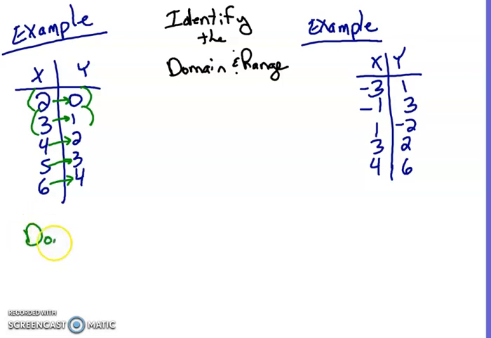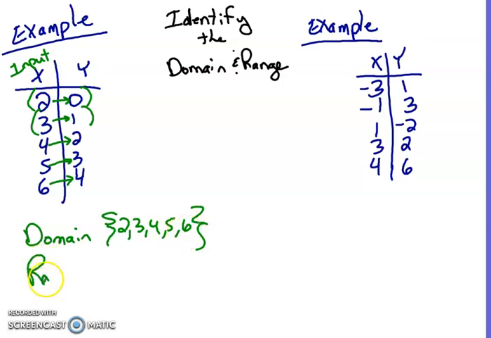So the domain of this, remember the domain is the set of input. So look at your inputs. The input would be 2, 3, 4, 5, and 6. The range is the set of output. This is your output.